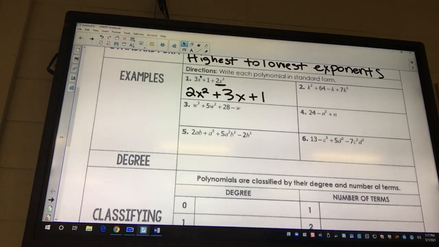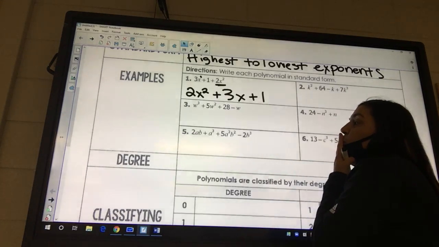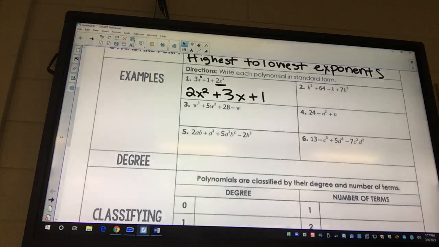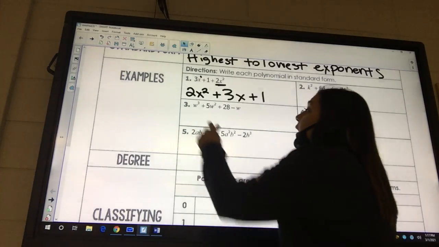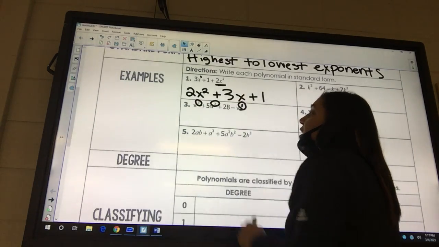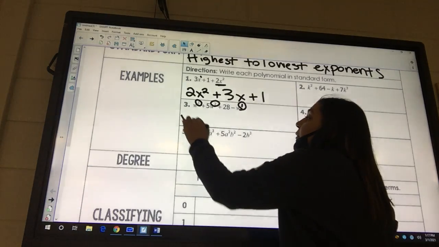Okay, look at 2. What's the highest power? 3, my bad. What has the highest power? When we're looking at power, we're looking at the exponent. So what are the exponent values up here? We got a 3, a 2, and there's really a 1 right here. Which has the highest exponent? Yeah, so w cubed has to come first.